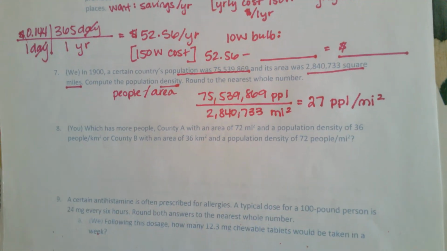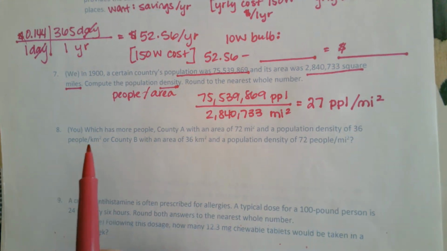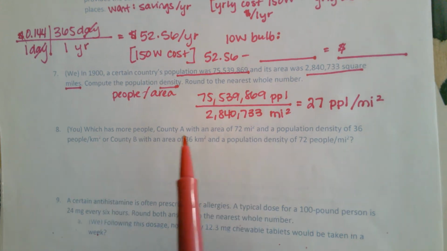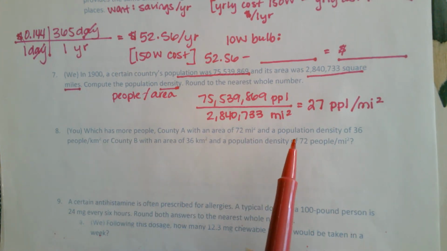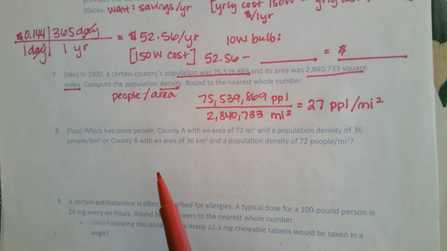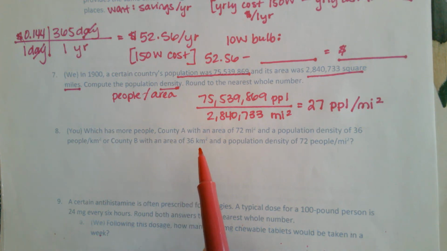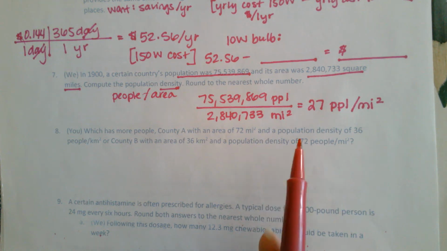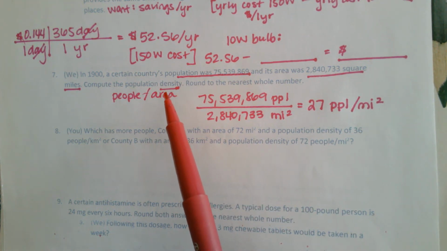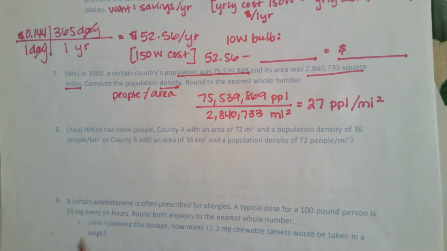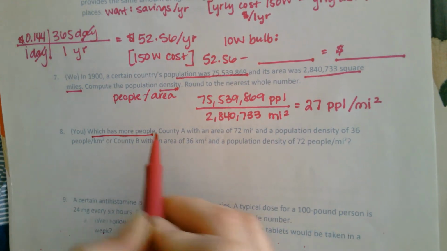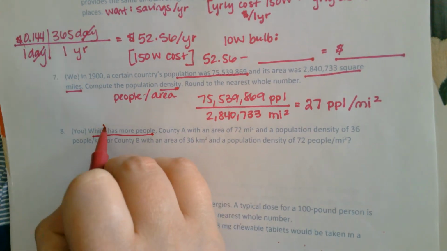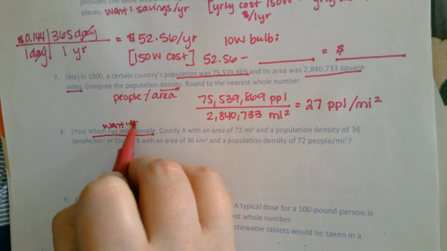Okay, for 8, doing a similar thing, but this one actually requires a little bit of conversion. So for number 8, it says which has more people, County A with an area of 72 square miles and a population density of 36 people per kilometer squared, or County B with an area of 36 kilometers squared and a population density of 72 people per mile squared. So this time they give us a population density, whereas in 7 we were computing it. So I'm going to show you County A, and then you're going to do County B, and then you're going to tell me which one has more people. So what we want here is a number of people.